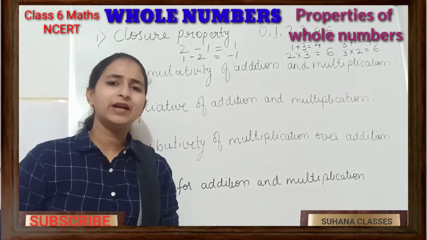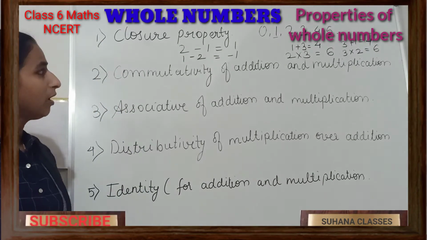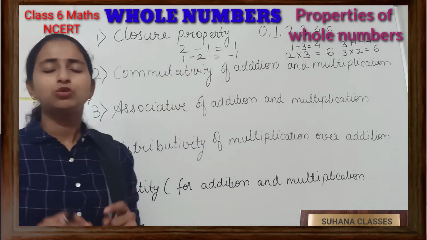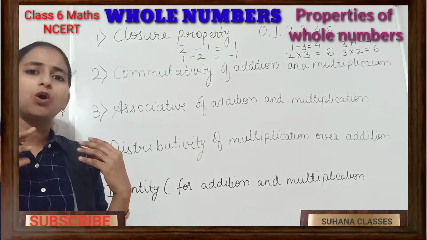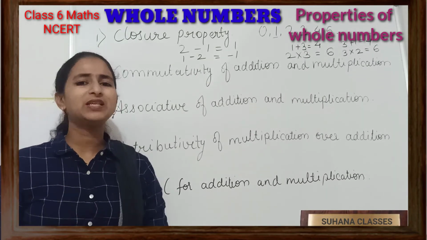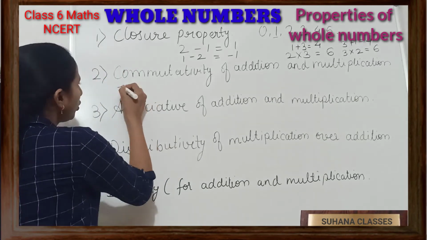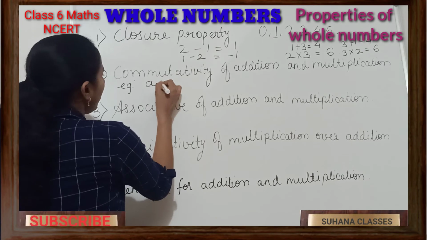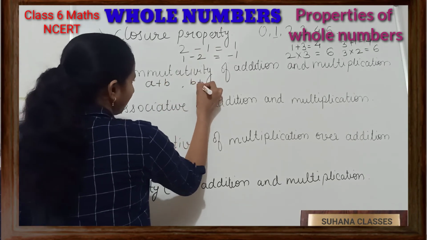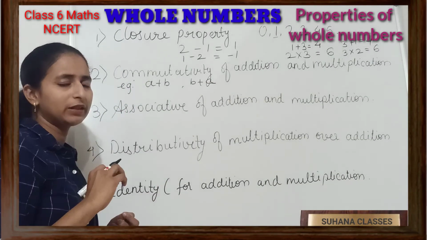So now let's move to the next property, that is the commutative property of our whole numbers for addition and multiplication. So here the commutative property is followed by addition and multiplication and not by subtraction and division. So let us take an example and study it. Commutative property means what? If you do A plus B or B plus A, in both the cases you are going to get the same answer.